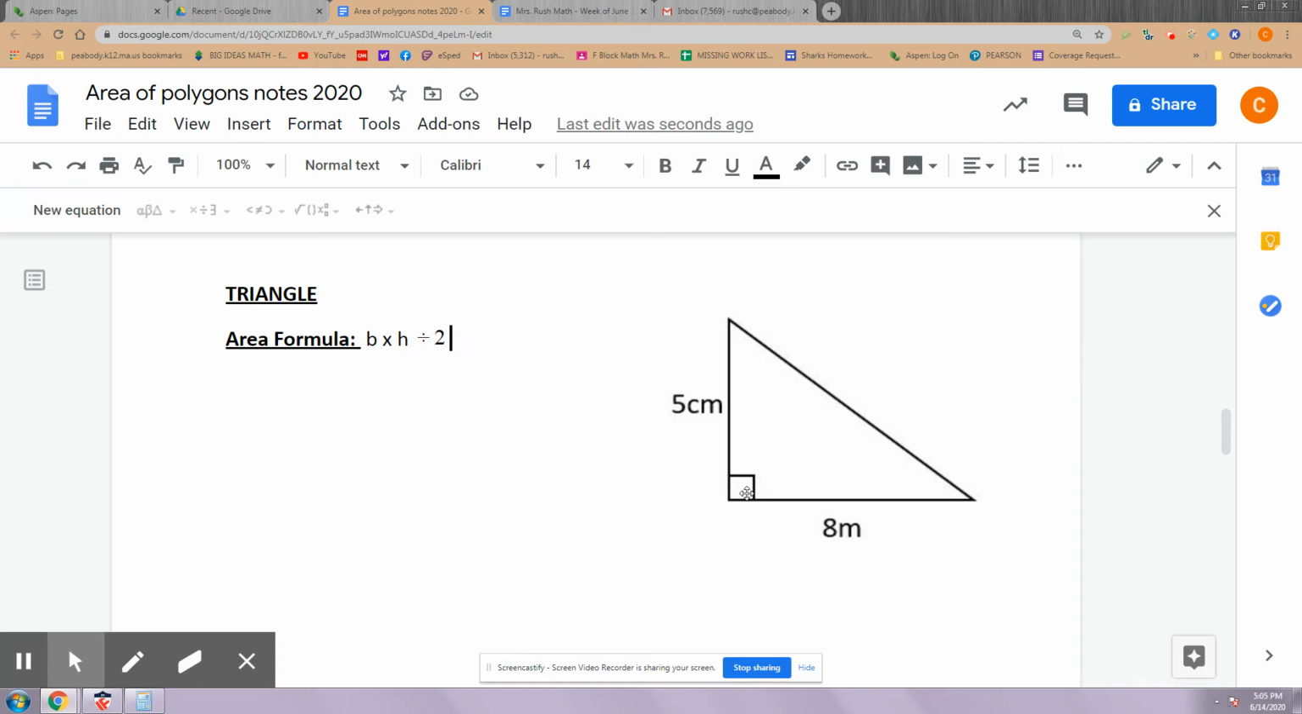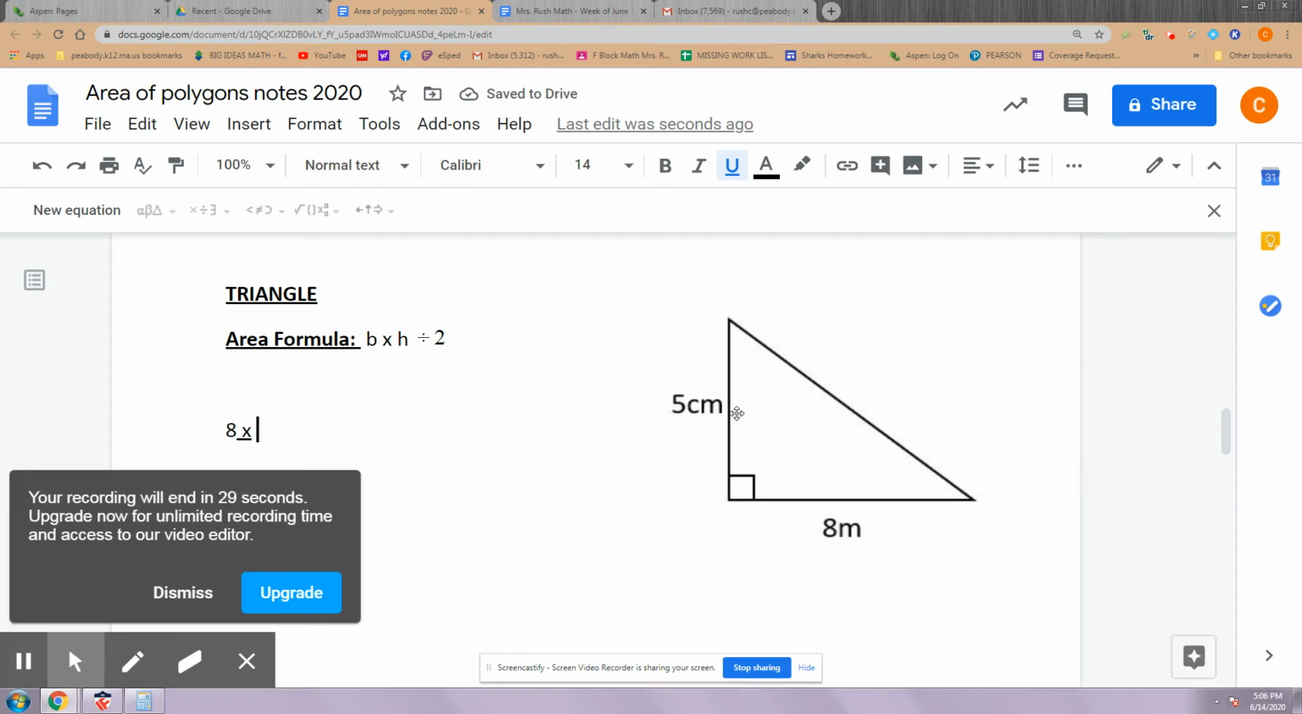So let's find the area of this triangle right here. I usually say the base, guys, is where the bottom is. So usually the base would be this number right here, 8 meters. Base and bottom both start with B, so usually I say that. The base is on the bottom. So 8 is going to be our base, and we're going to multiply that by the height. The height is how tall something is. So think about when you go to the doctor and they measure your height. They're finding out how tall you are. So the height of this triangle is 5 centimeters.